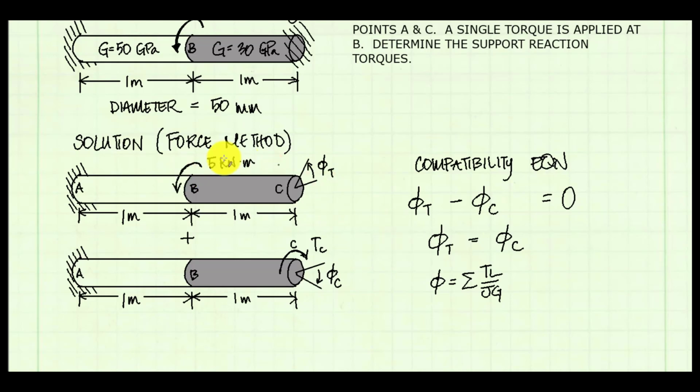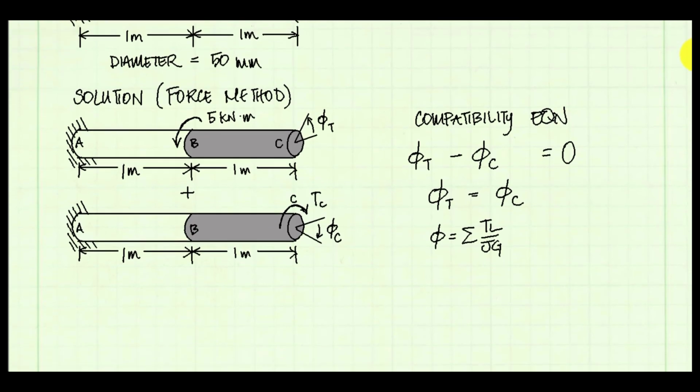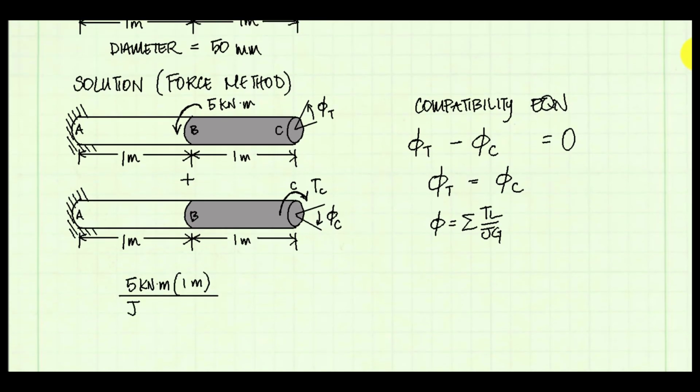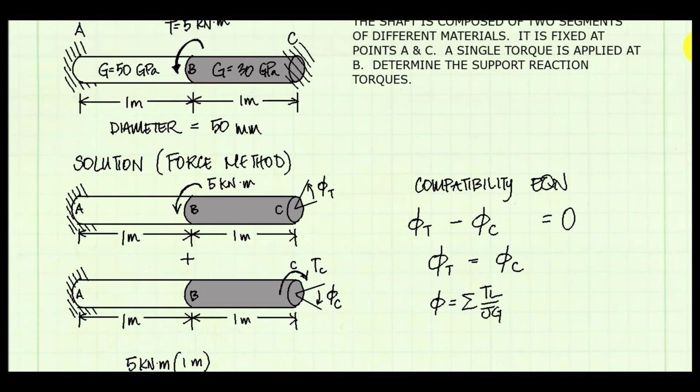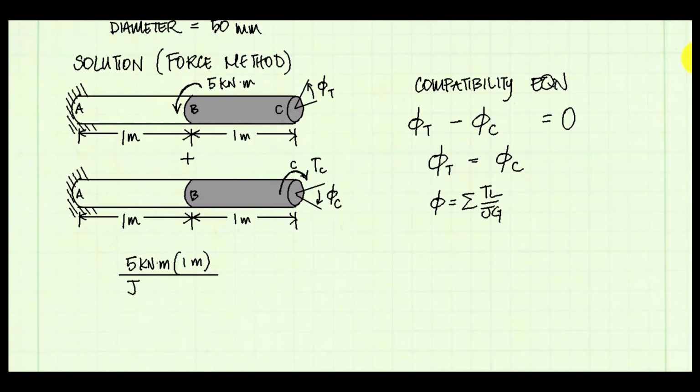If I trace the load back to the support, I can see that the load is acting over member AB, but member B to C feels no internal torque. This means all of this angle of twist, phi sub t, is occurring at point B, and point C just goes along for the ride. I only need one TL over JG term to describe phi sub t. For G, I will use the G for section AB, that is 50 gigapascals.